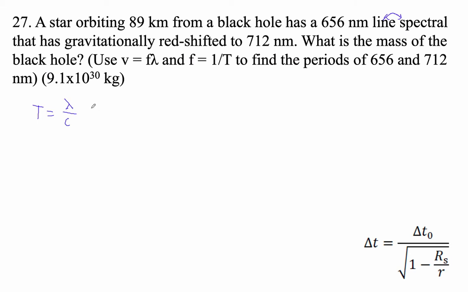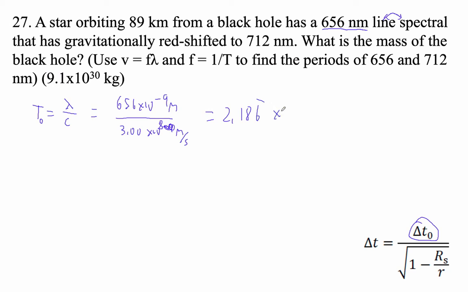The period of the 656 nanometer line will be the proper time. T naught is 656 times 10 to the minus 9th meters divided by the speed of light, 3.00 times 10 to the 8th meters per second. That's almost no time at all: 2.186 times 10 to the minus 15th seconds. And by the way, that is femtoseconds, 2.186 femtoseconds.